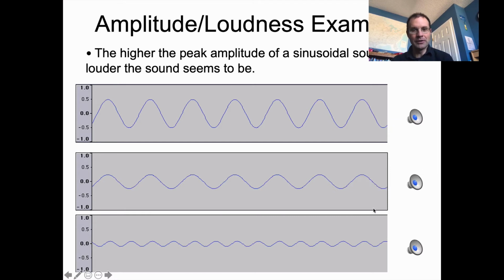And that's obviously quieter, right? And we have an even lower peak amplitude down here. And that one's kind of hard to hear altogether. So in descending order, the higher the peak amplitude, the louder the sound is, right?